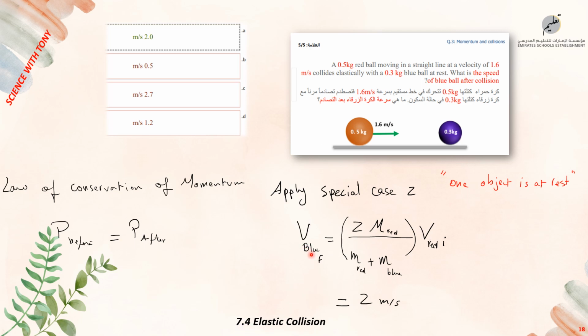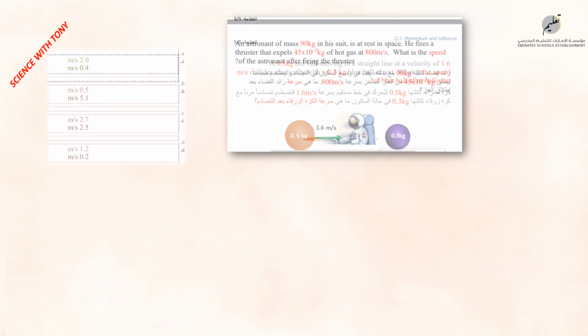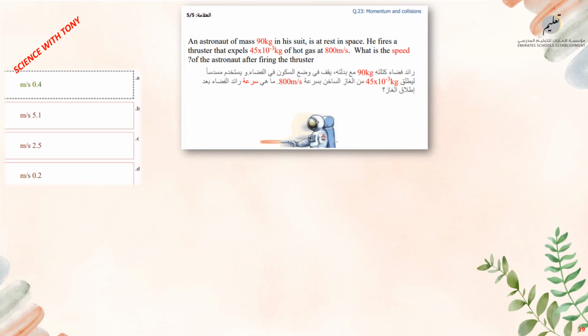So the velocity of the second ball, the blue ball, is equal to double the mass of the first ball over the total mass of the red plus the mass of the blue, multiplied by the initial velocity of the first ball, and the answer is 2 meters per second. We continue with question 18.